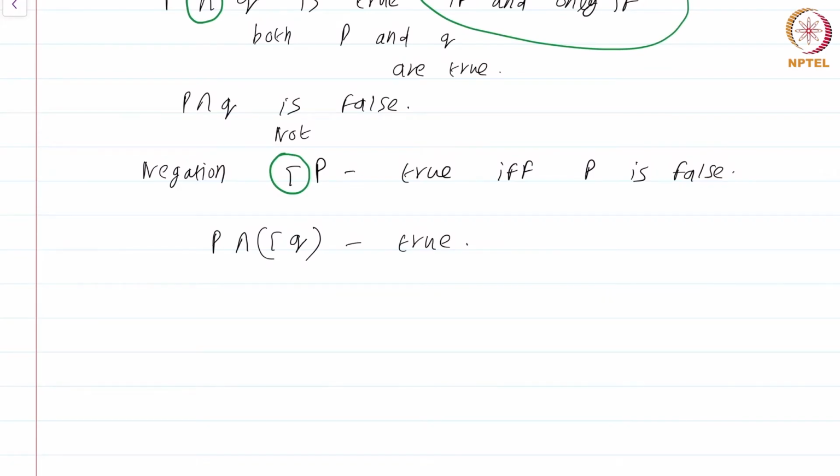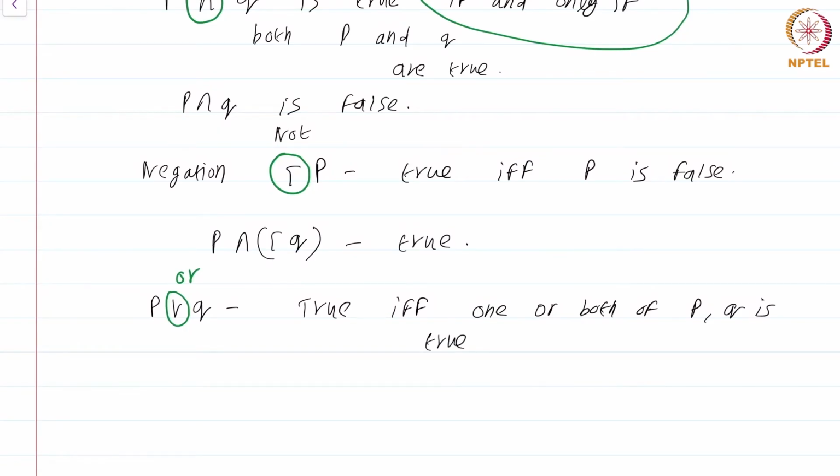Now the third operation that is needed is P or Q. This is read P or Q. This is a statement that is true if and only if one or both of P, Q is true. That means at least one of P or Q is true.